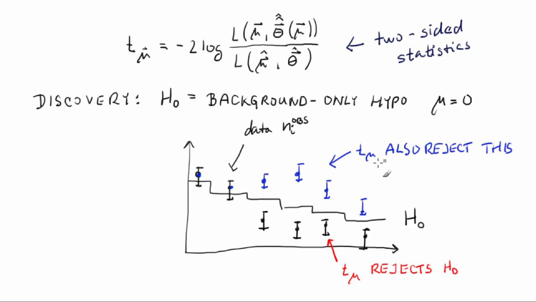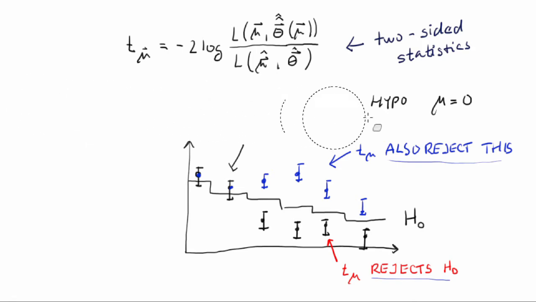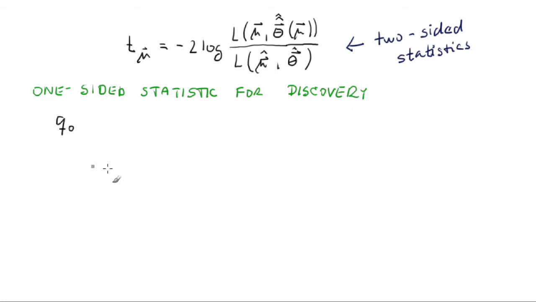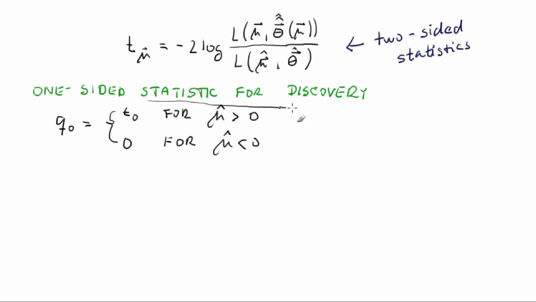To avoid the paradoxical behavior, let's modify T sub mu vector a bit to make it a one-sided test statistic, sensitive just to excesses of events and insensitive to deficits. Our definition of the one-sided test statistic for discovery is the following. Q sub 0 is equal to T sub 0 when mu hat is larger than 0, and it is equal to 0 when mu hat is lower than 0. People really call it the test statistic for discovery.